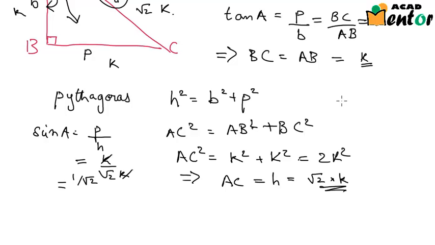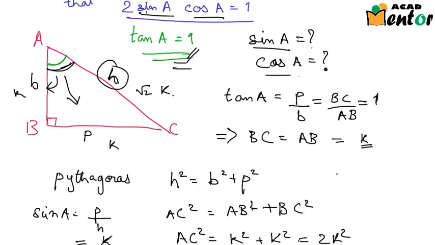Similarly, we can find out the value of cos A, which is nothing but base by hypotenuse. We know base was K as we had assumed, and hypotenuse came out to be root 2 times K. And again, cos A is also equal to 1 by root 2. Now this does not end the question for us, because we had to verify what 2 sine A into cos A would be.